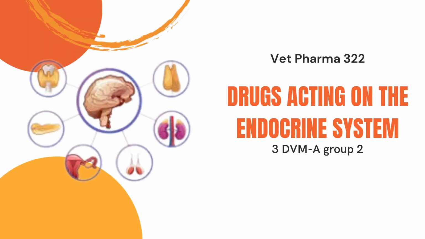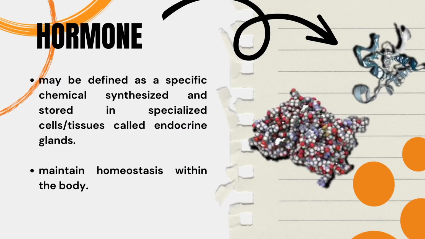Good day, everyone. For today's video, we are going to talk about drugs acting on the endocrine system. So, what is a hormone? A hormone may be defined as a specific chemical synthesized and stored in specialized cells or tissues called endocrine glands, and it maintains homeostasis within the body.